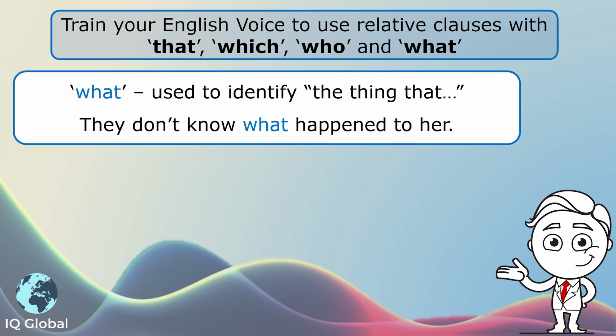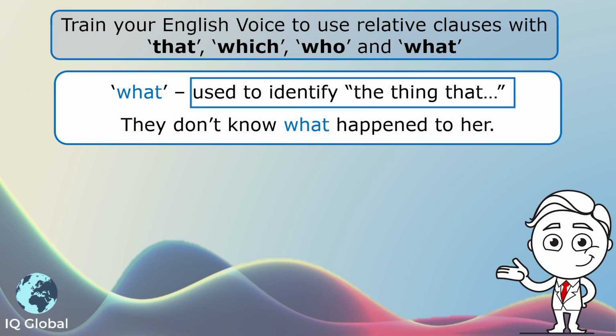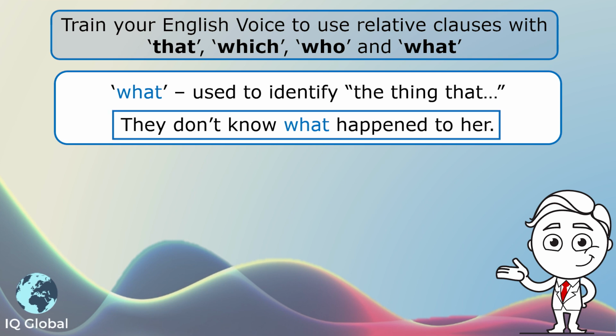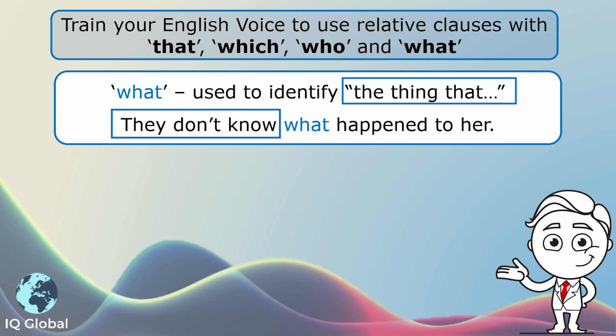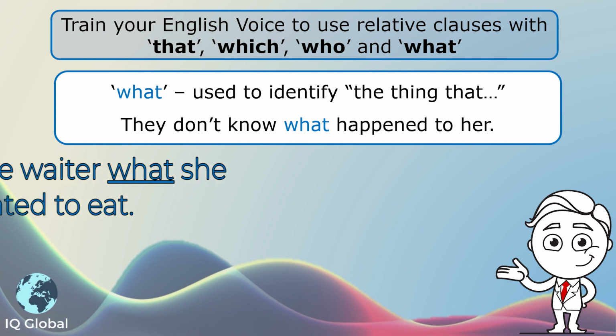And the last one, what. What is used to identify the thing that. Let's have a look at the sentence example. They don't know what happened to her. What is identifying the thing that they don't know? What happened to her? Another example.